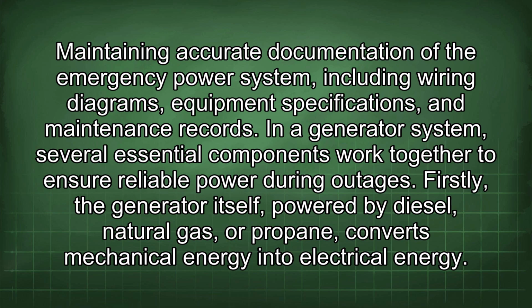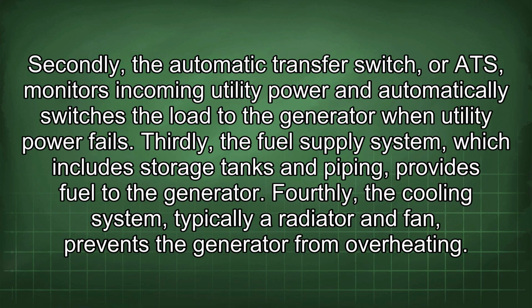5. Documentation. Maintaining accurate documentation of the emergency power system, including wiring diagrams, equipment specifications, and maintenance records. In a generator system, several essential components work together to ensure reliable power during outages. Firstly, the generator itself, powered by diesel, natural gas, or propane, converts mechanical energy into electrical energy. Secondly, the automatic transfer switch, or ATS, monitors incoming utility power and automatically switches the load to the generator when utility power fails. Thirdly, the fuel supply system, which includes storage tanks and piping, provides fuel to the generator.